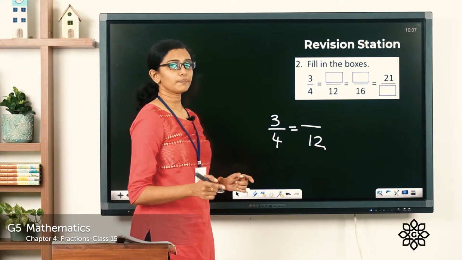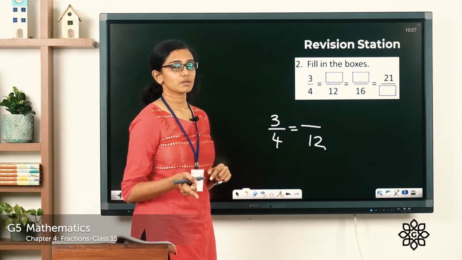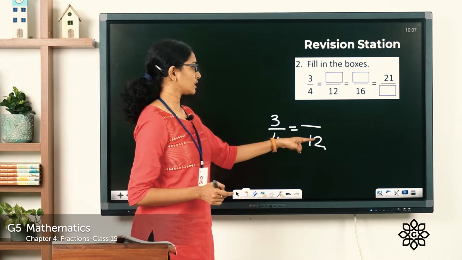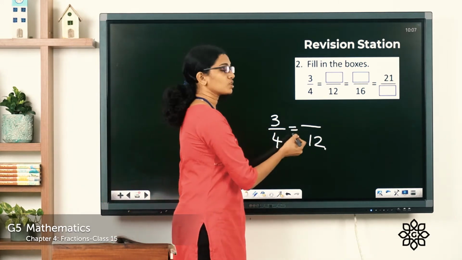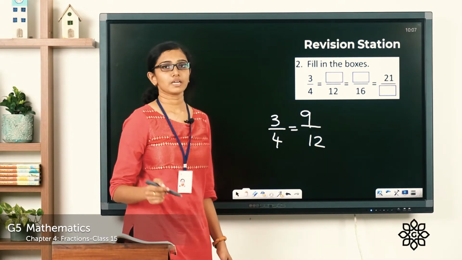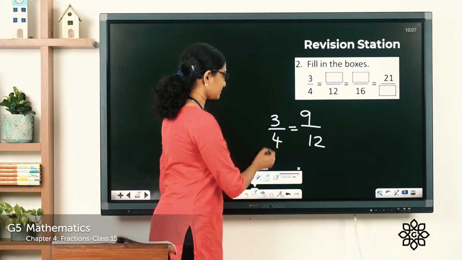So to keep the value of the fraction the same, the same number has to be multiplied to the numerator as well, right? So if 4 into 3 is equal to 12, here it would be 3 into 3. What is 3 into 3? It is 9. So 3 by 4 will be equal to 9 by 12. Now let's see the second case.